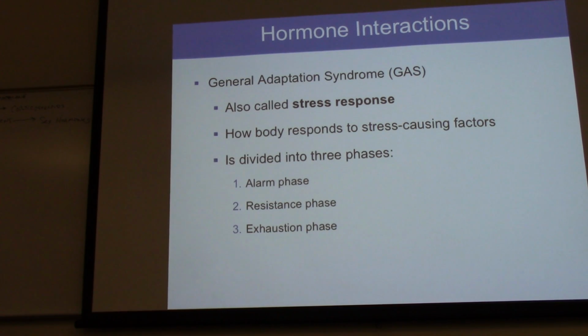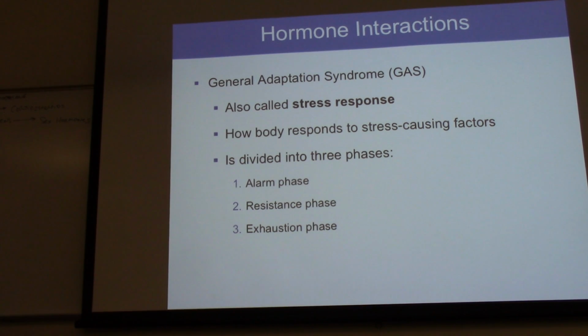I'll just leave the rest of those. Let's talk just a second about this. This is the last part of the chapter. It's called the general adaptation syndrome. And I think this is not presented very well in your book. I had a hard time understanding it the first time I read it. But just to simplify it, basically the general adaptation syndrome is how we respond to stress. Okay, it's the stress response.